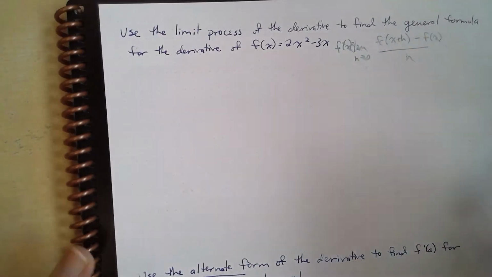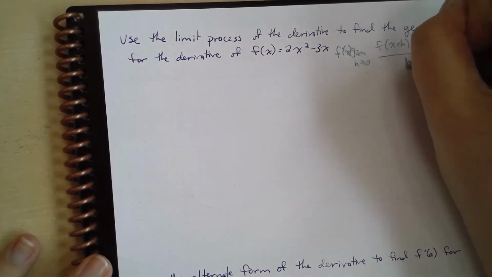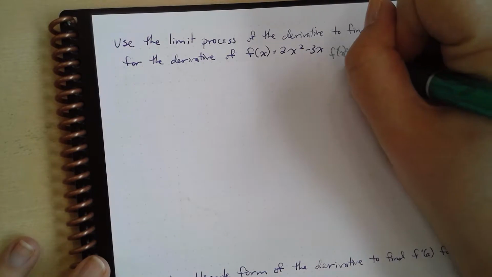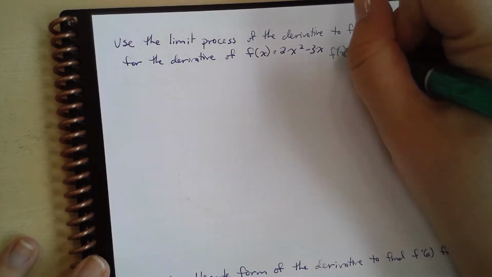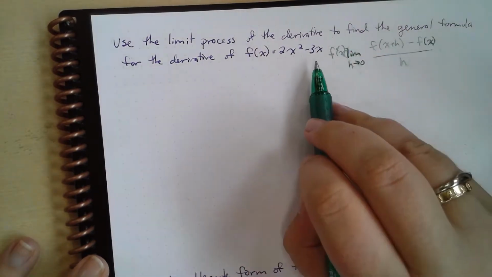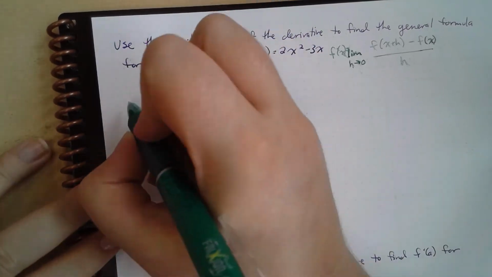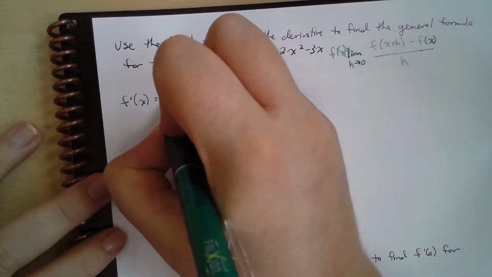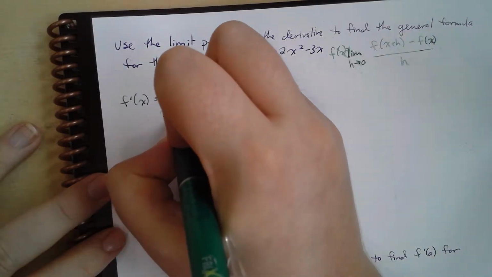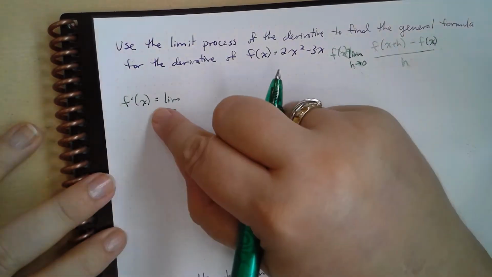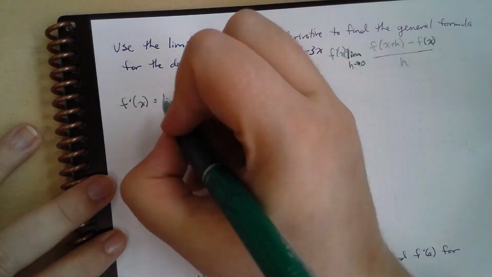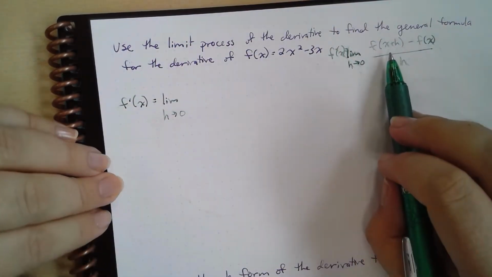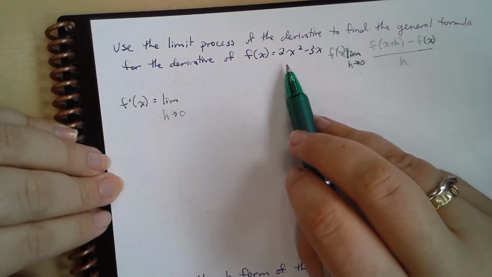Okay, good. Oh, and I smudged it all, but hopefully you can still see. So we're going to use that to actually figure out what's the specific derivative for this function right here. So f prime of x is going to equal the limit as h approaches 0 of, and now I'm going to put in an x plus h wherever I have an x.